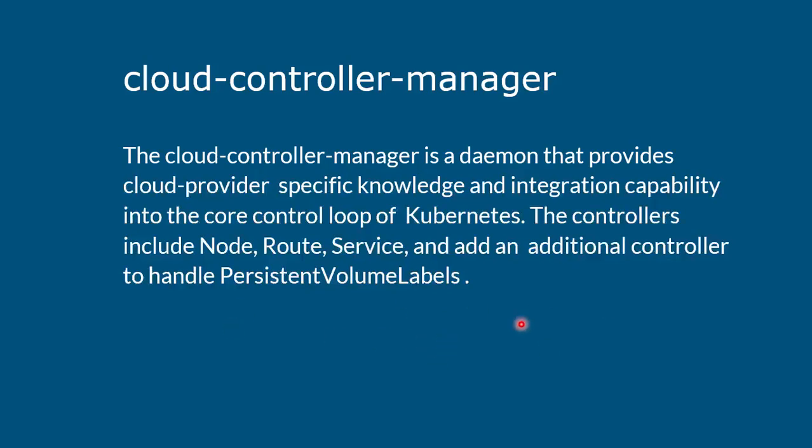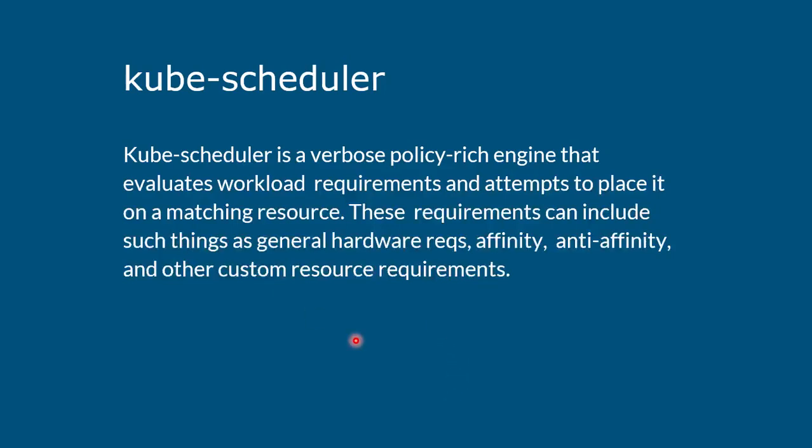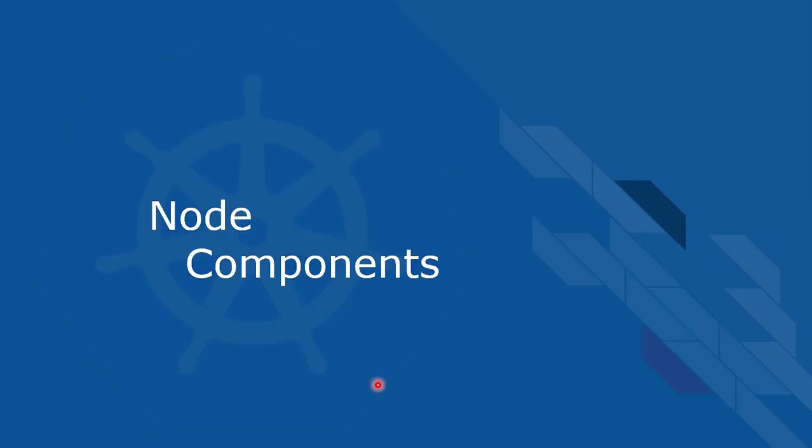capabilities into the core control loop of Kubernetes, and controls include the node, the route, the service, and additional controller to handle persistent volume labels. The Kube Scheduler is a verbose, policy-rich engine that evaluates the workload and attempts to place it on a matching resource. So it is looking for a runtime that can actually manage the demands of the application and the demands of the users. The requirements can include such things as hardware requirements, affinity, and other custom resources.